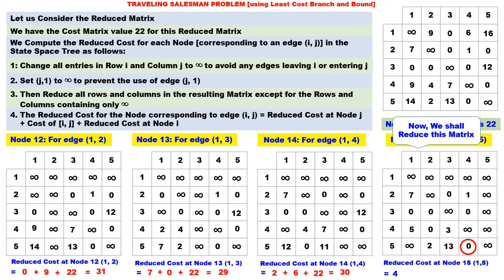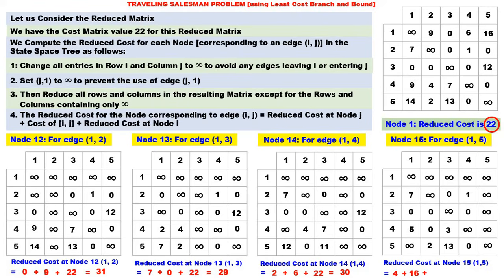Now column reduction. First column, 0 is the minimum element, no change. Second column, 0 is the minimum element, no change. Third column, 0 is the minimum element, no change. Fourth column, 0 is the minimum element, no change. And fifth column, all the elements are infinity, we should not do anything. So, totally the reduced cost is 4. For node 1, 5, the reduced cost is 4. Plus, what is the cost of 1, 5 in the reduced matrix? It is 16. Plus what is the reduced cost?